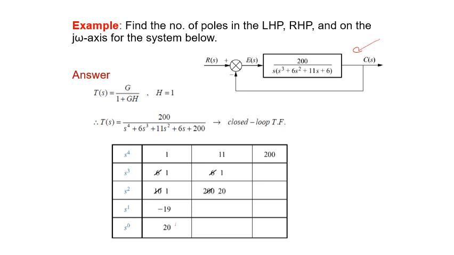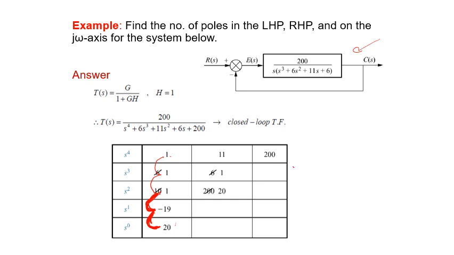Then we will calculate for interpretation. You will find the number of changes in sign. Positive to positive, positive to positive, positive to negative. This is the first change. And then negative to positive, which is the second change. So there are 2 changes in sign. 2 changes in sign means on the right hand plan there are 2 poles.